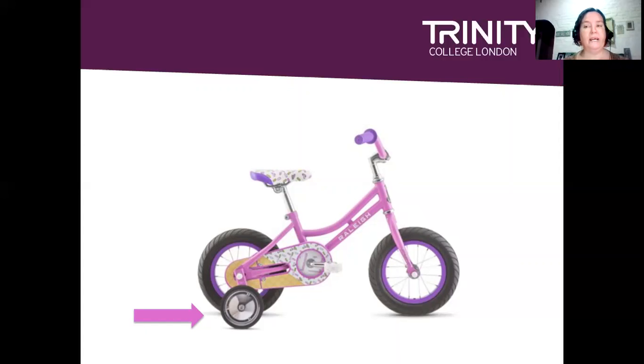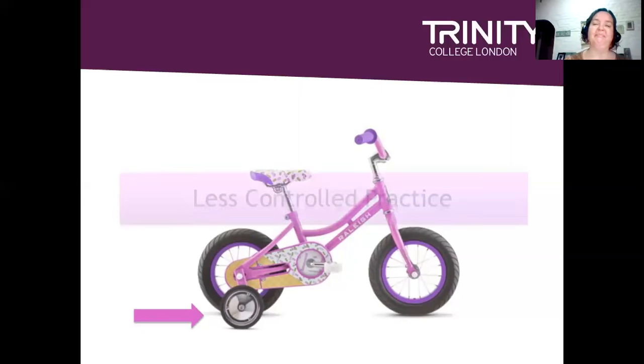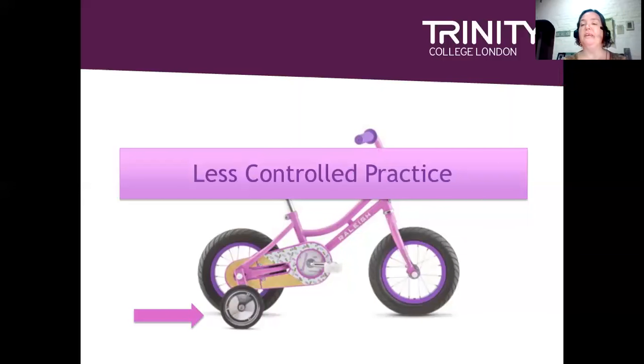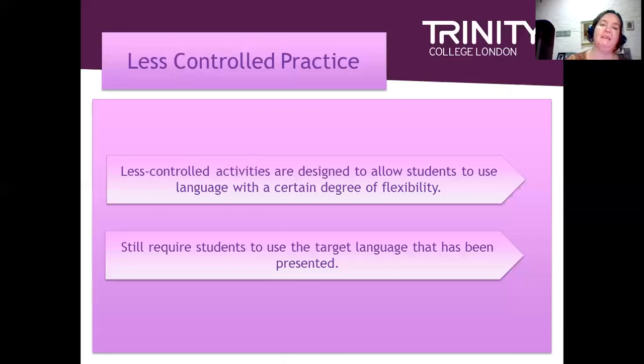They are still not ready for our removing the two training wheels. We are removing only one. And that is what we call less controlled practice. A stage in between controlled practice and freer practice, all right? Let's talk a little bit about less controlled practice, or this stage in between.